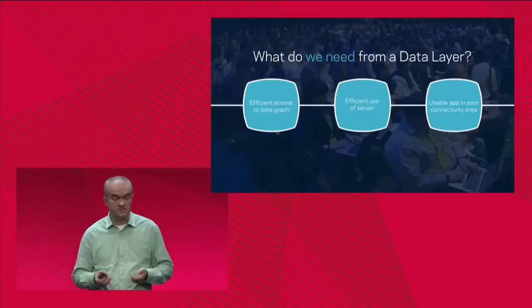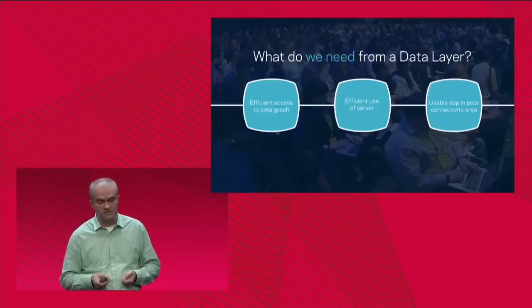That local cache can serve an additional purpose. If we are in poor connectivity areas, our app can look better. Instead of letting people stare at a blank screen or a spinner, we can show them some content that they may not have read yet.